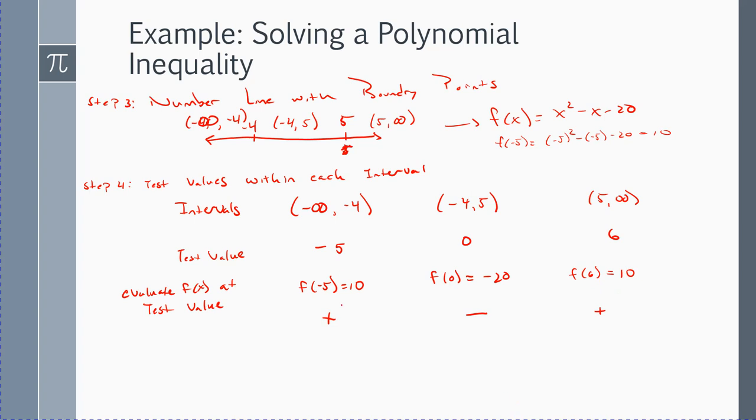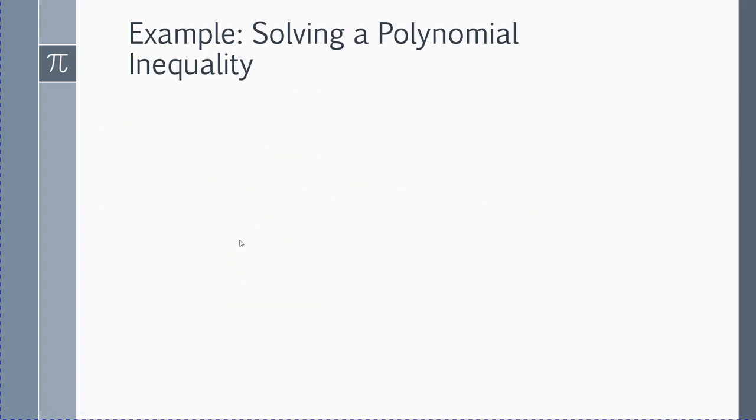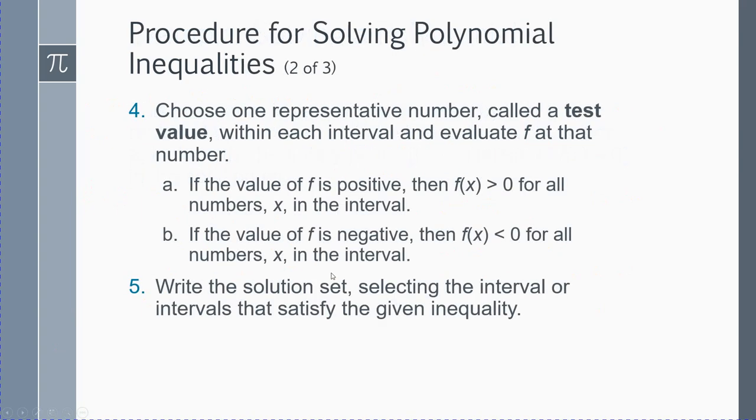So look, what I'm saying here is the function will always be positive. It will always be greater than 0 between negative infinity and 4. And this will also always be positive for all numbers between 5 and infinity. Okay, so now step 5, your last step here. Write the solution set selecting the interval or intervals that satisfy the given inequality.